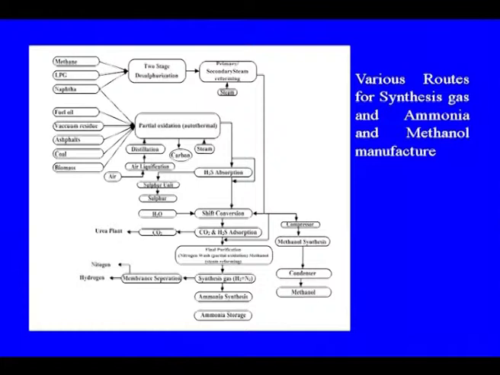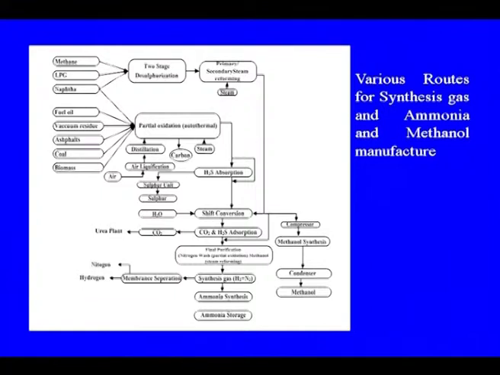This is the process detail about the various raw materials, and I already discussed this process. But here, the synthesis of hydrogen depends upon the requirement. After the shift conversion, the synthesis gas from here will either go directly for methanol, or it will go for the manufacture of ammonia. So, these are the various raw materials, and I already discussed this process.